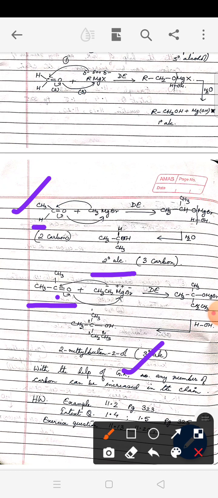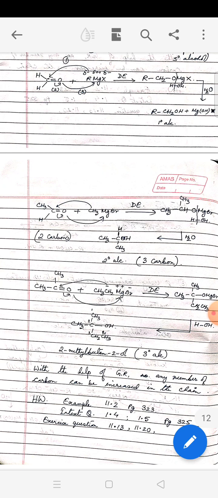You can increase any number of carbons in the product depending on the Grignard reagent chosen. Suppose here I have taken 2 carbons, and in the product if I want 5, then in the Grignard reagent we must take 3. There are a lot of questions in the textbook based on this. You can try these. Example 11.2, page 323 in my textbook, in-text questions and exercise questions. Please try. This is a very important method.